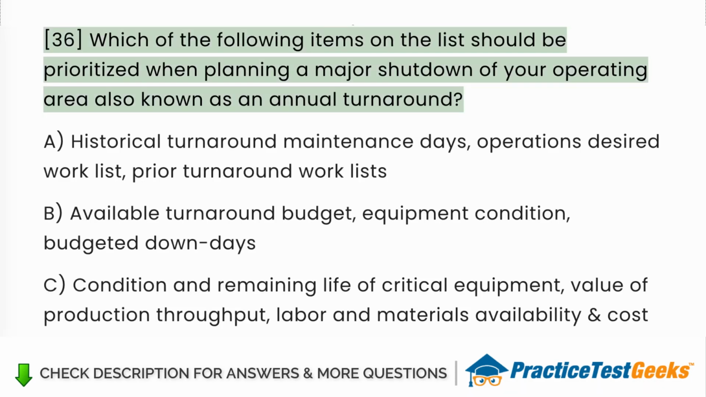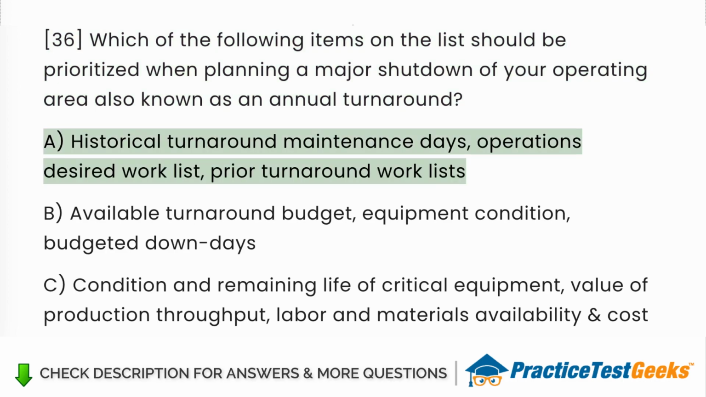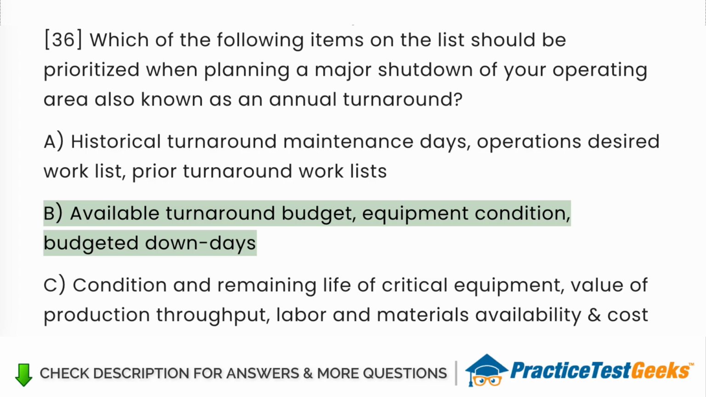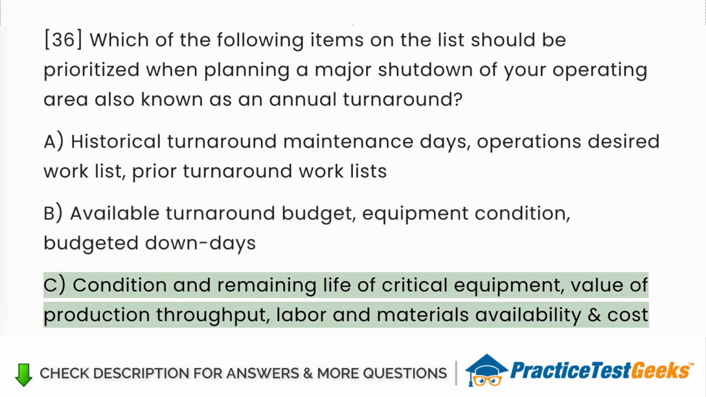Which of the following items on the list should be prioritized when planning a major shutdown of your operating area, also known as an annual turnaround? A. Historical turnaround maintenance days, operations desired work list, prior turnaround work lists. B. Available turnaround budget, equipment condition, budgeted down days. C. Condition and remaining life of critical equipment, value of production throughput, labor and materials availability and cost.